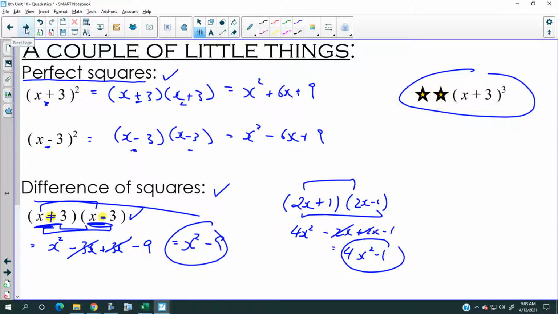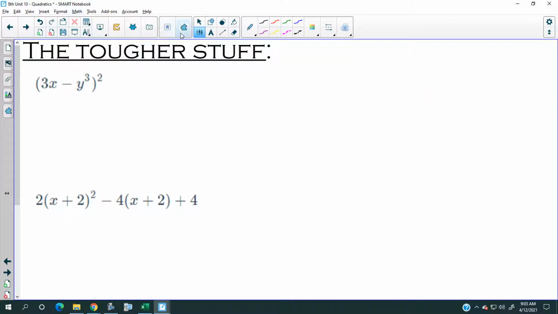All right, now let's talk about what we came to talk about today. I want to show you the tougher side of FOIL, which might look something like this. Although on the Regents they're not going to give you two different variables in this, nonetheless I think it's worth knowing. Now, the first thing is what we just talked about, taking something like perfect squares, polynomials. So here, to simplify this expression, you could rewrite this as an actual multiplication question.